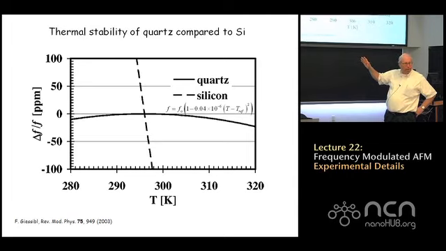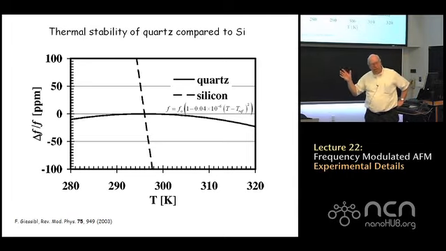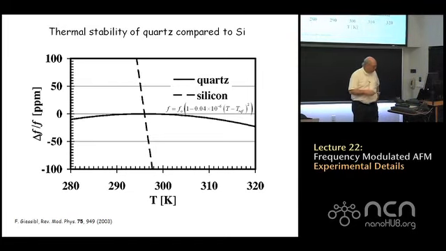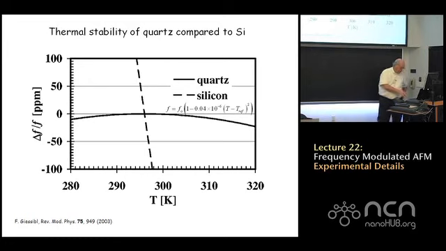And in fact, it's surprising to me that conventional cantilevers aren't fabricated out of quartz, because if they were, they would be a lot more stable. I think the difficulty is it's just hard to attach tips to quartz cantilevers, whereas with silicon it's very easy to do that using the microelectronics etching technology that's evolved over the last 50 years. So quartz is great, it's thermally stable.